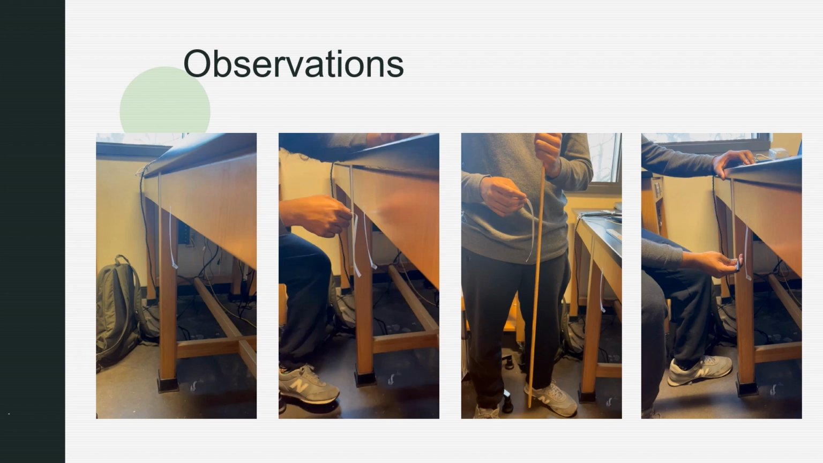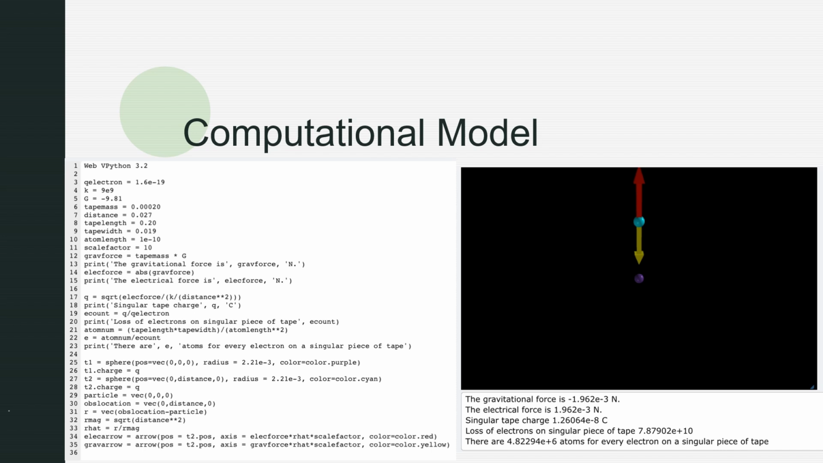Here are a few videos of our attempts to get the tape to float. Here's my code. As you can see, it calculates the amount of singular tape charge, electrons lost, atoms per electron on the table, the gravitational force, and the electric force. And here's my diagram that shows the tapes were close before one began to float.